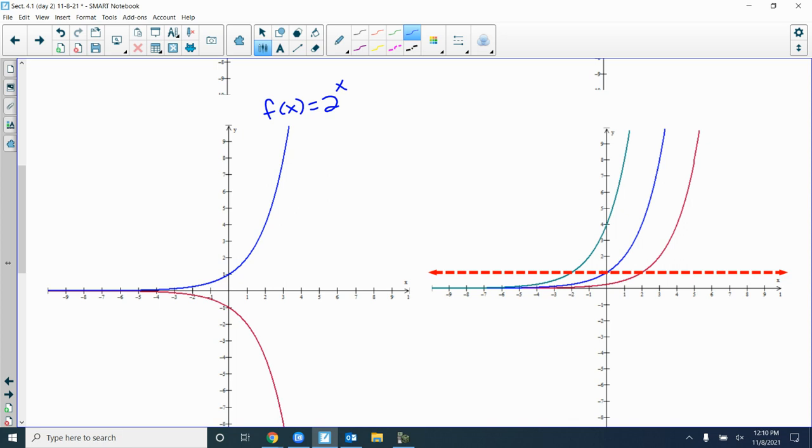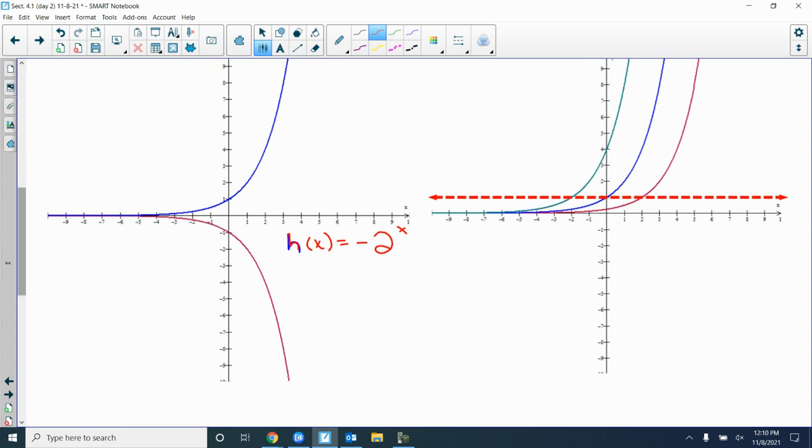That's f of x equals 2 to the x. If we reflect it over the x-axis, you see there you got h of x. That is where you negate the entire function. You just put a negative out in front, and that's going to change your y value from positive to negative or negative to positive. So it's going to flip it over the x-axis for that.